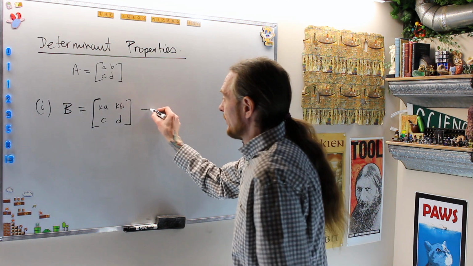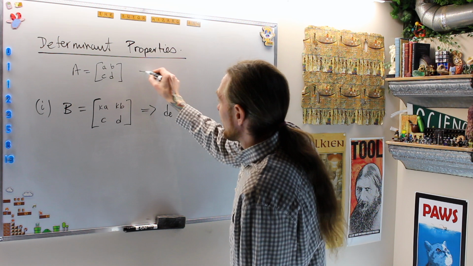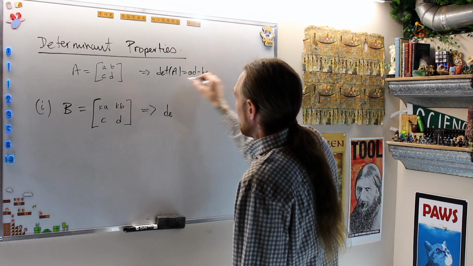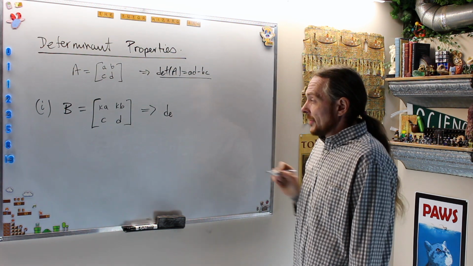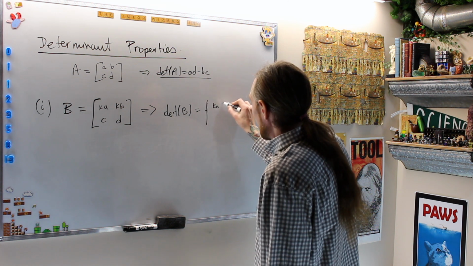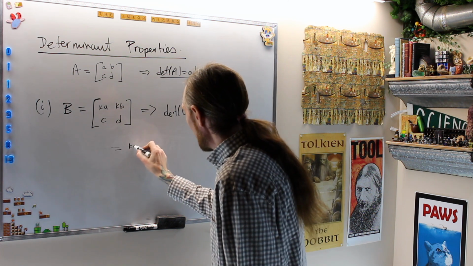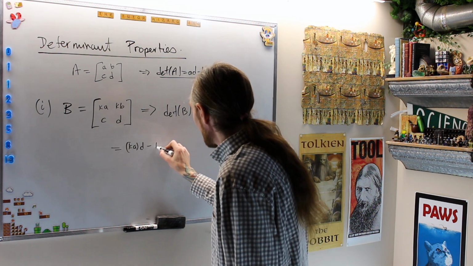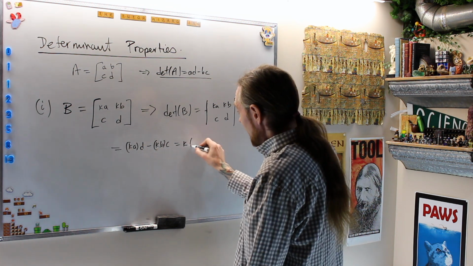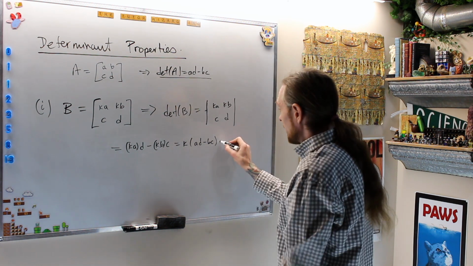What do we know? The determinant of A is going to be AD minus BC. The determinant of B is equal to [KA, KB; C, D], which is equal to KA times D minus KB times C. There's a K in both terms. I can factor that out. That's K times (AD minus BC). What is this? The determinant of A.